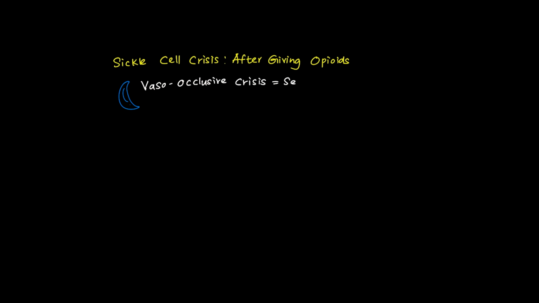Sickle cell vaso-occlusive crisis. The patient is in severe pain across multiple joints and extremities. Opioids have been given. What's the priority now? Evaluating whether those pain meds are actually working. Pain control is the absolute cornerstone of sickle cell crisis management. If the opioids aren't providing relief, the dose needs adjusting, or the medication needs changing.